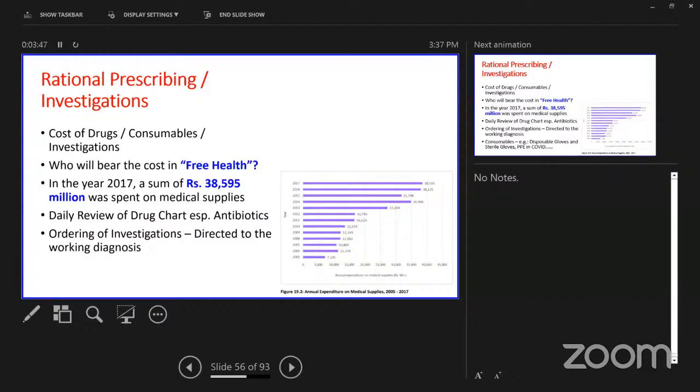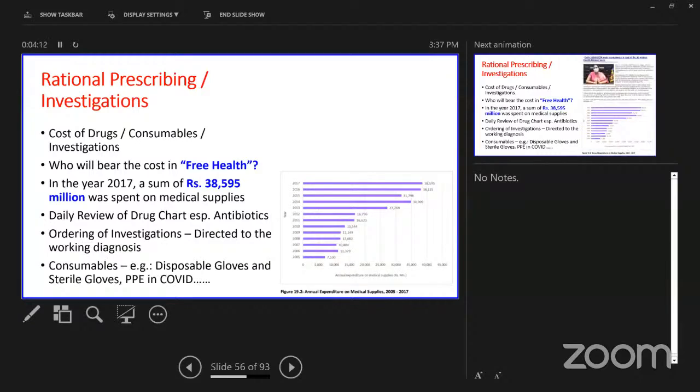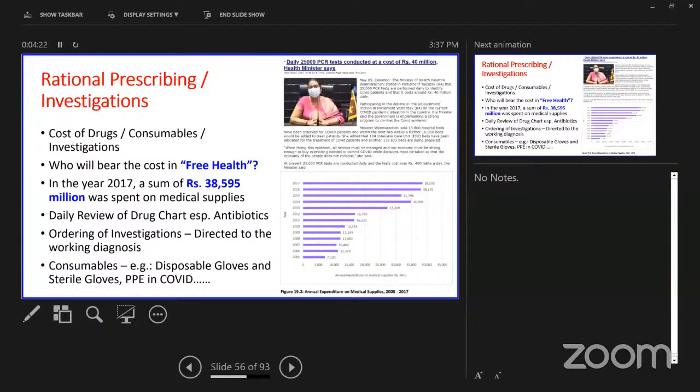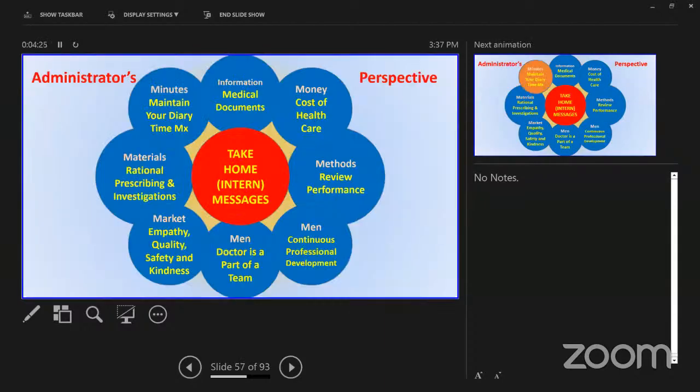So daily review of the drug chart is especially important as an intern. And during the ordering of investigations, please make sure they are directed to the working diagnosis rather than ordering a cocktail of investigations and a cocktail of drugs. So rational prescribing and rational investigations are especially important during these times. Especially think about consumables: disposable gloves, sterile gloves. If you can use disposable gloves for a procedure, don't use sterile gloves because they are expensive. So those are the cost of drugs.